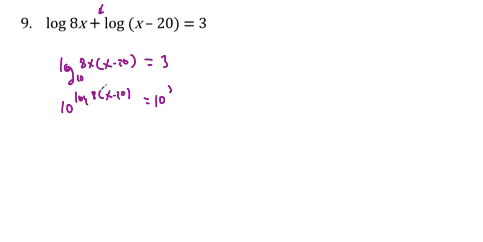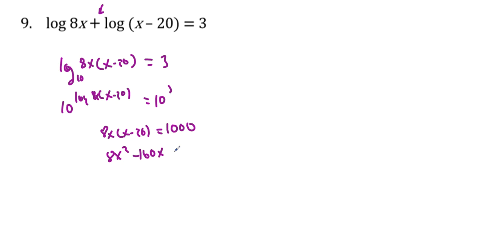Well, with that, the 10 to the log base 10 cancels out right there, so I have 8x times x minus 20 is equal to, looks like it's going to be some big old number, 1,000. Distribute, so I got 8x squared minus 160x. Sorry, that is not a 20. 8 times 20 is 160.